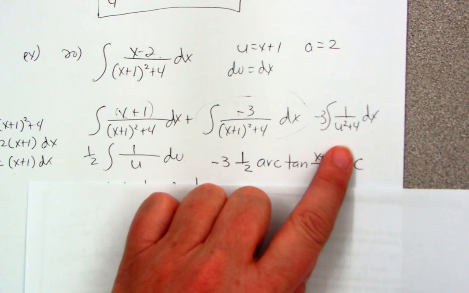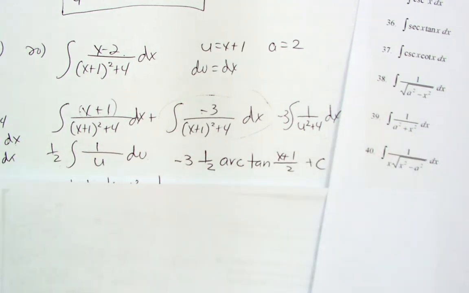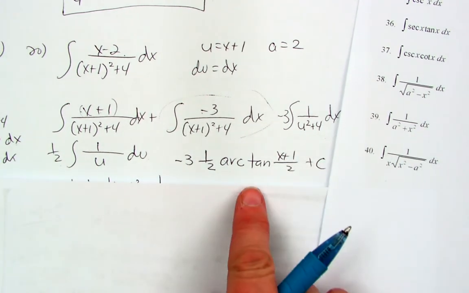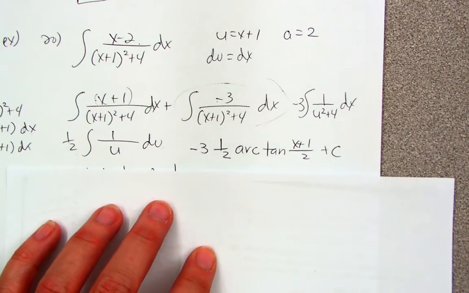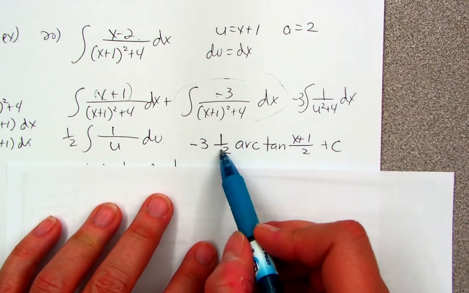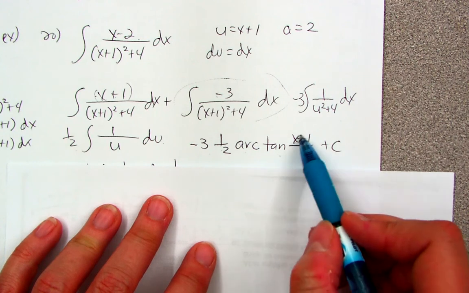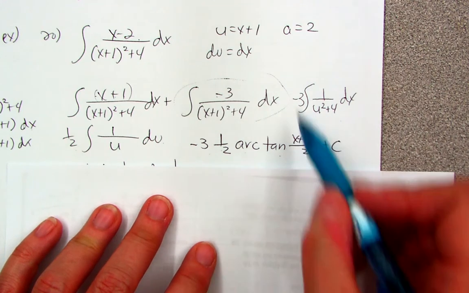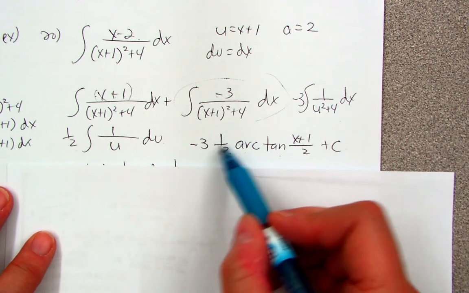This is this. And what is that? Inverse tangent. So I take out the negative 3, and the inverse tangent says 1 over a. My a is 2. Inverse tangent, put whatever the u is, x plus 1, over my a, which is 2, plus my constant of integration. So I've got this piece done.